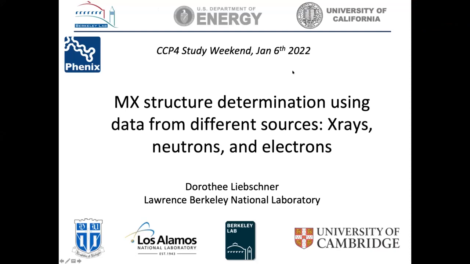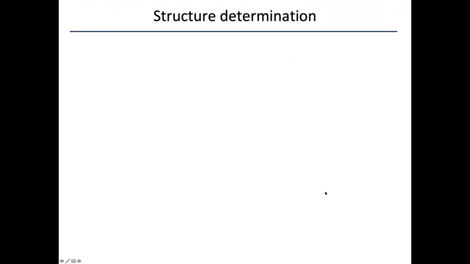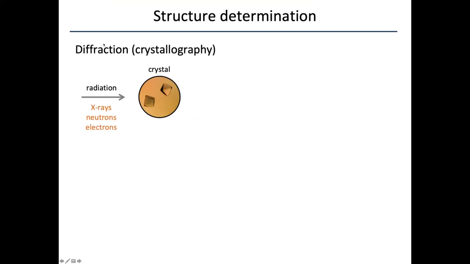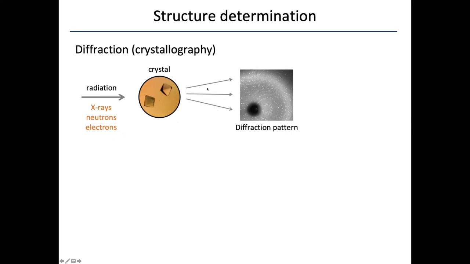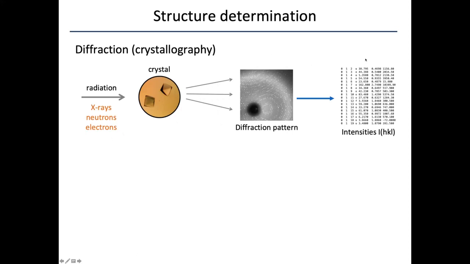Okay, so my talk is about structure determination using data from different sources: X-rays, neutrons, and electrons. So let's revise, first of all, the different methods for structure determination. First of all, it's diffraction or crystallography. For this kind of experiment, we have a crystalline sample that we will illuminate with some radiation that can be X-rays, neutrons, or electrons. Then we will collect the diffracted beams on a diffraction pattern, and the reduced data is a set of intensities as a function of HKL.